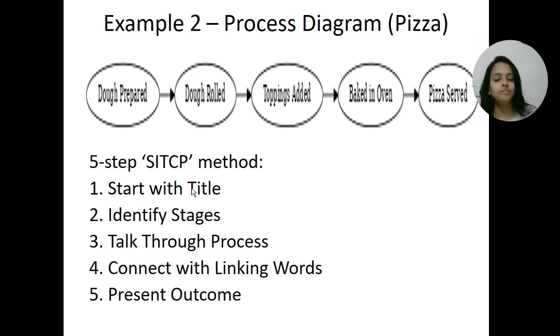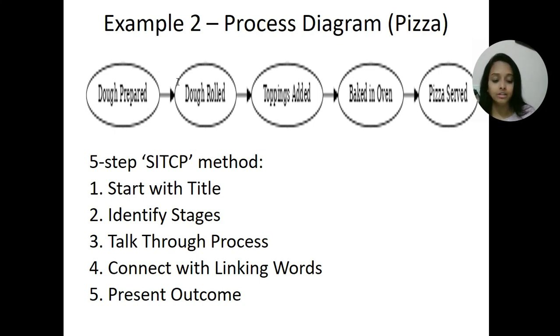The first one, you have to start with the title. You can start with a title such as, the diagram illustrates the process of preparing pizza from dough preparation to serving. And then the second one, you have to identify the stages. So how many stages are involved in this process? There are 5 main stages, right?